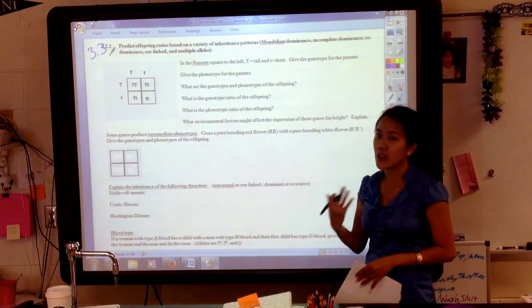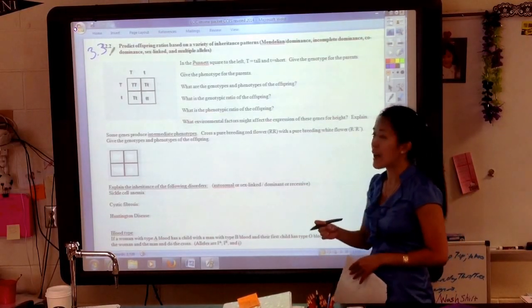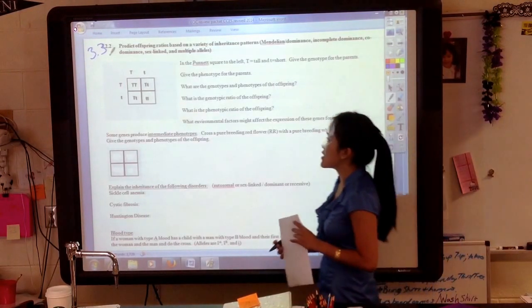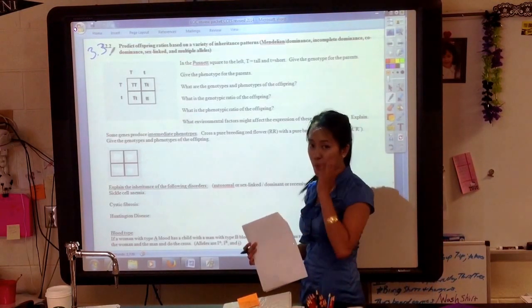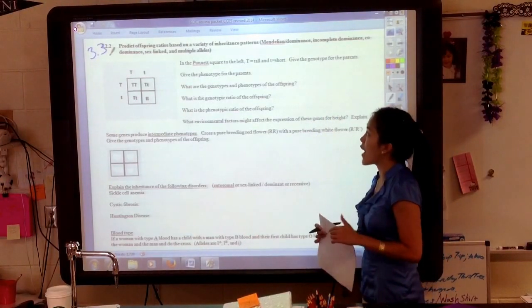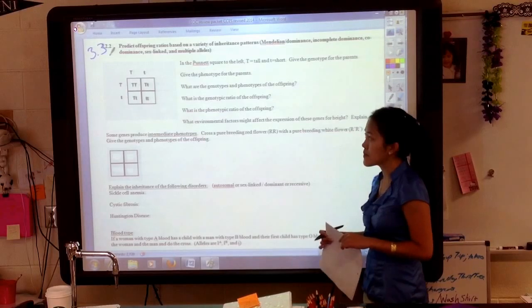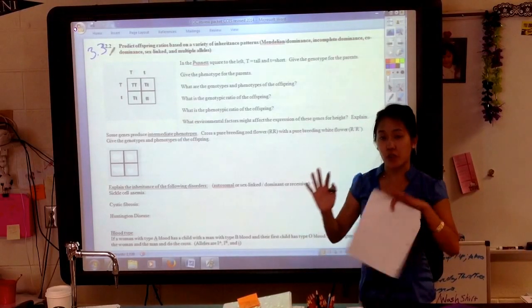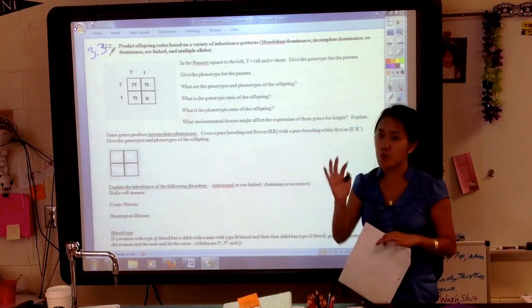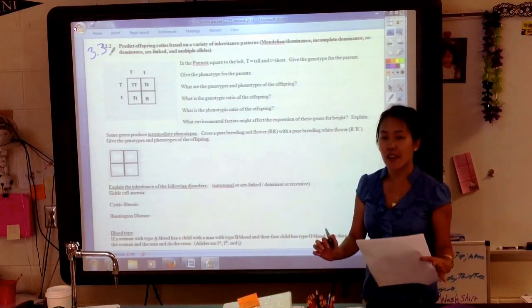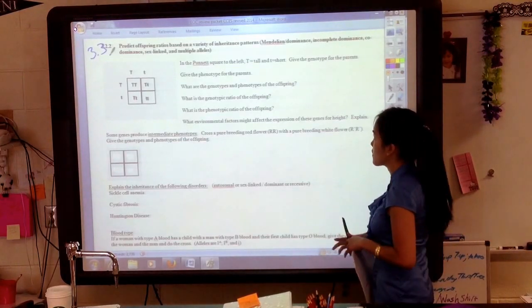So how do you inherit your genes? How do you inherit the traits that you have? In this first sentence, it says predicts, and this is what we need to be able to do: predict offspring ratios based on a variety of inheritance patterns. Remember that ratios, if there's a 3-to-1 ratio, maybe 3 people have the dominant trait, and maybe 1 person, or 25%, has the recessive trait.